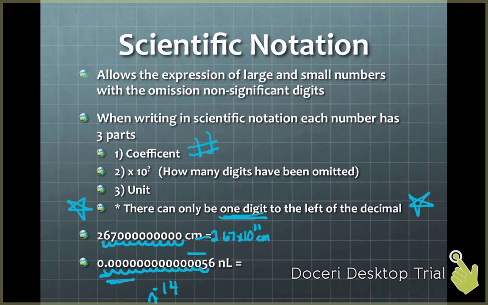So step 1, we need our coefficient. So it's going to be 5.6. Then we write our times 10. We figured out that we had to move our decimal 14 times. We're going to say negative 14. And then our unit is our nanoliters. So this is 5.6 times 10 to the negative 14th nanoliters.